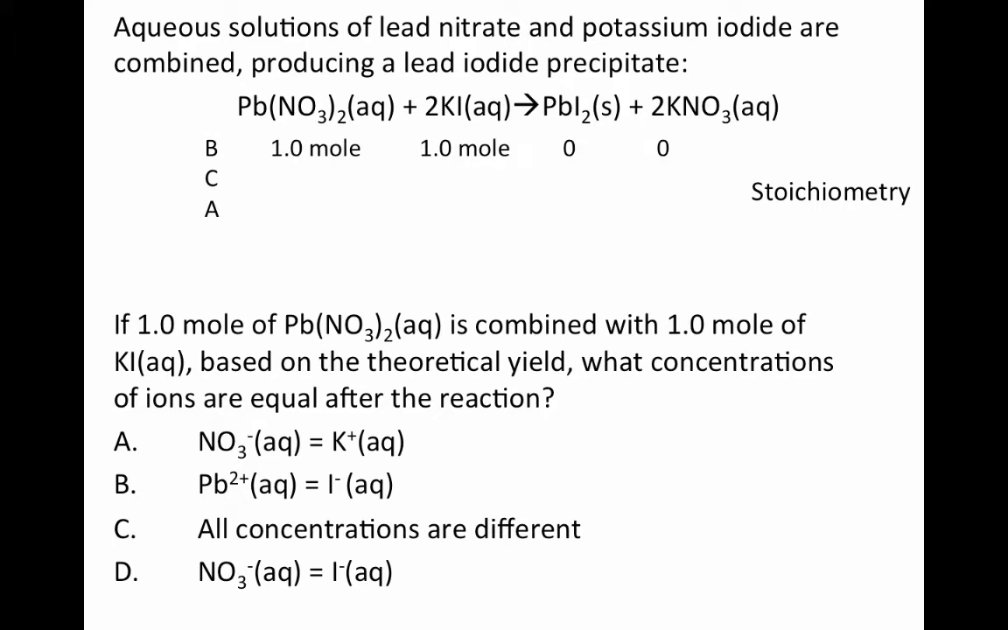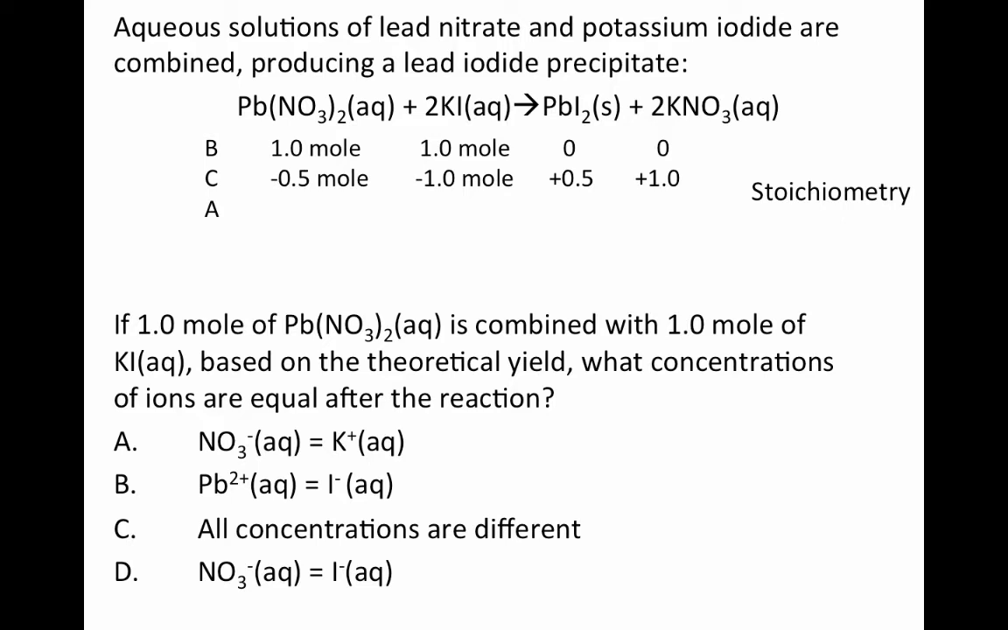Which one's the limiting? Let's just choose the lead nitrate. If we use up 1 mole of the lead nitrate, we would need 2 moles of the potassium iodide, but we don't have 2 moles of the potassium iodide, only 1. So the potassium iodide is the limiting reactant. If we use up all 1 mole of that, we can see based on the change line that we would use half a mole of the lead nitrate, we would form half a mole of the lead iodide, and 1 mole of the potassium nitrate.